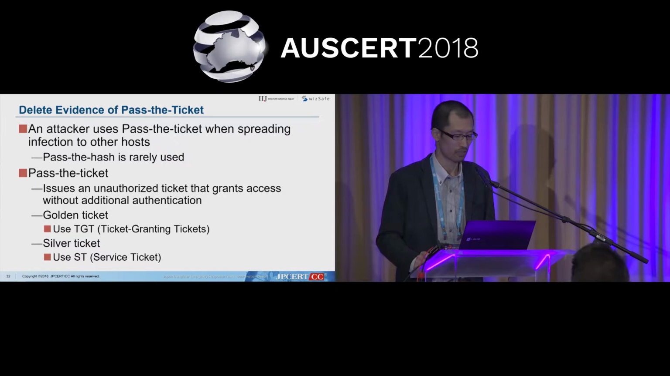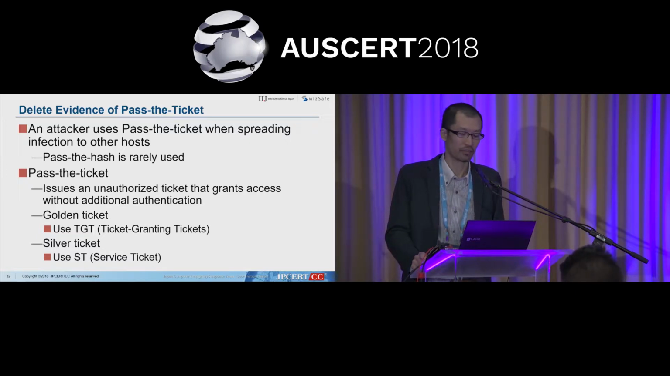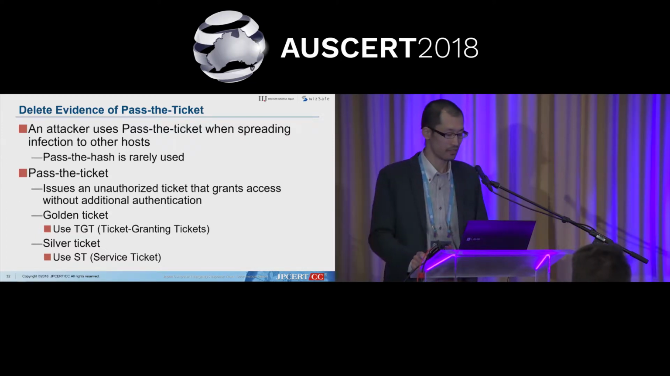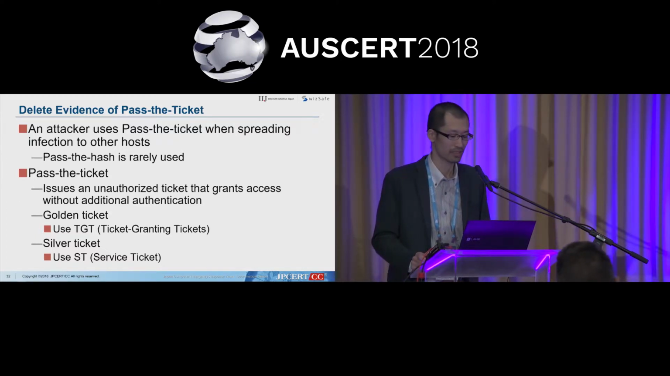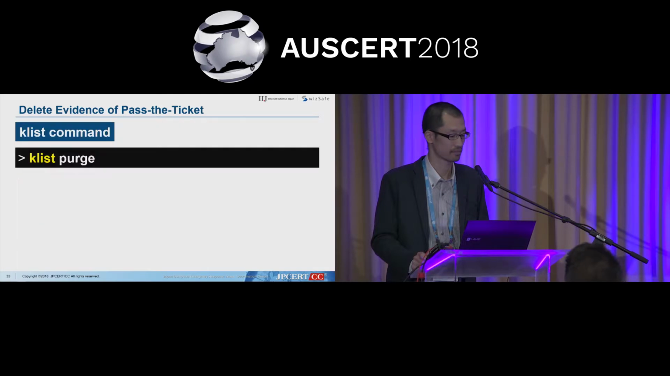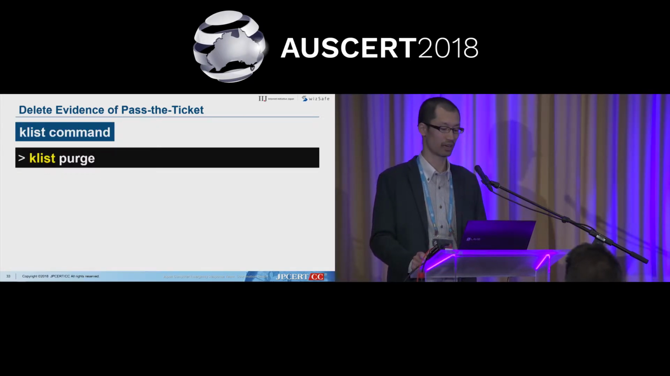Another example of deleting evidence is that they remove past tickets. Recently, pass the hash is not used for malicious logon. They tend to use pass the ticket, such as golden ticket and silver ticket, instead. Attackers can delete these tickets by using the klist command.